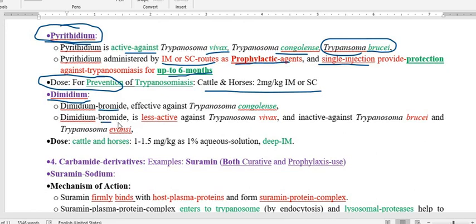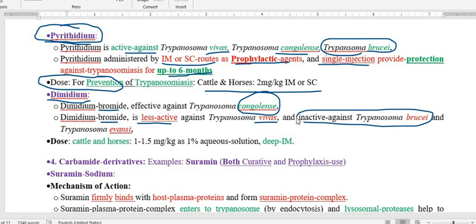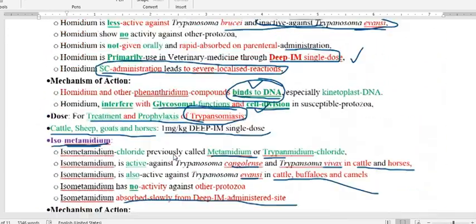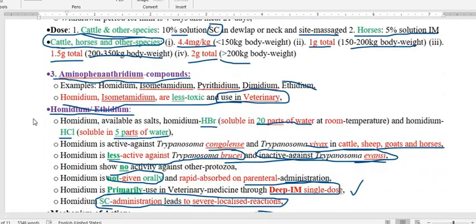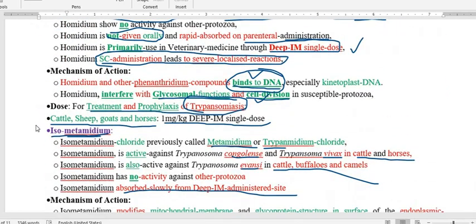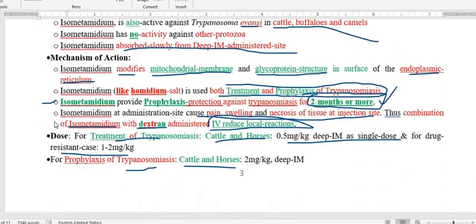And the last one is dimedium, which shows efficacy against congolense, and it comes in the form of bromide, dimedium bromide. It is effective against Trypanosoma congolense, has less efficacy against Trypanosoma vivax, and is rather inactive against brucei and Trypanosoma evansi. The dose for cattle and horses is 1 to 1.5 mg per kg as a 1% aqueous solution, deep intramuscularly. So this is all about the aminophenanthridium.